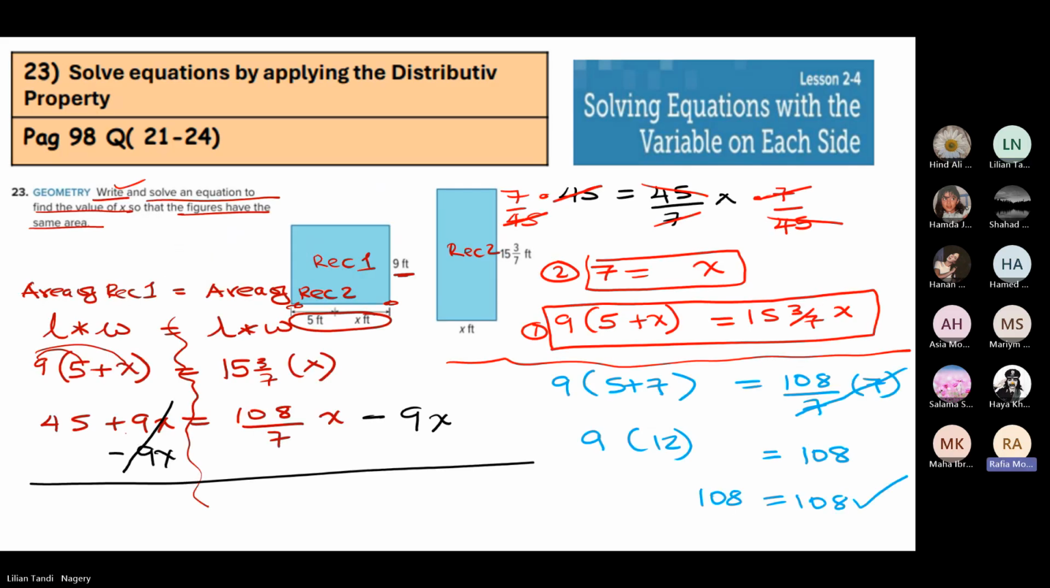Okay, here. So we have 15 and 3 over 7. How can I change it to 108 over 7? Okay, press shift, press fraction. You should have 3 boxes. You press shift, and then you press this fraction box. Then 3 boxes should come. Then put 15 and 3 over 7. Press equal.